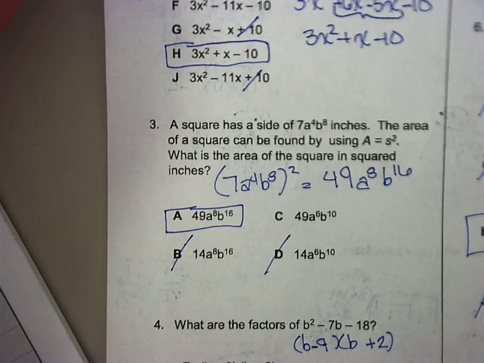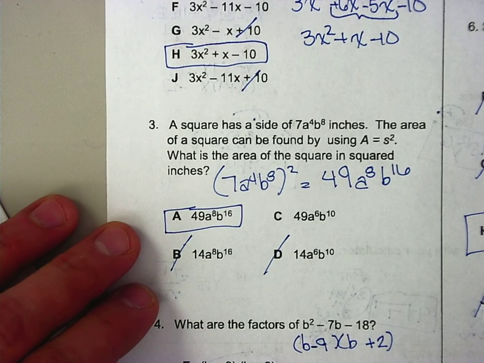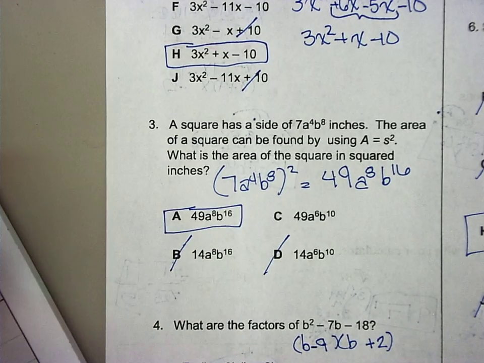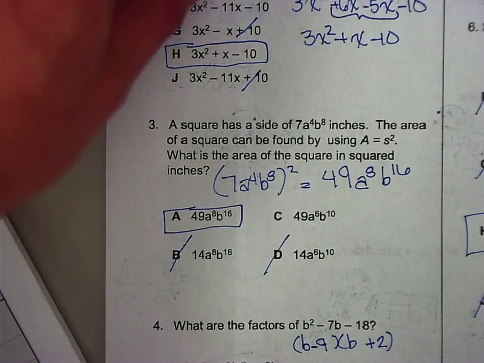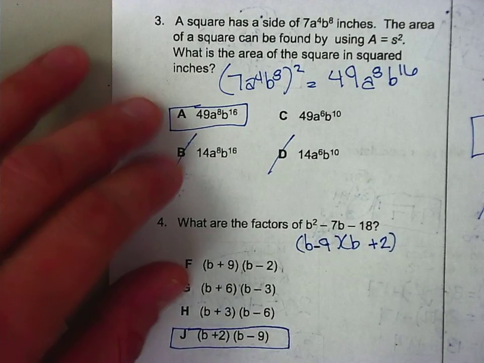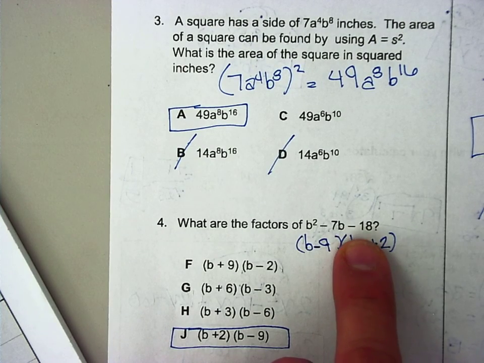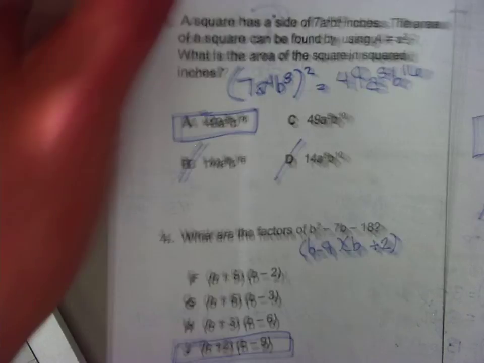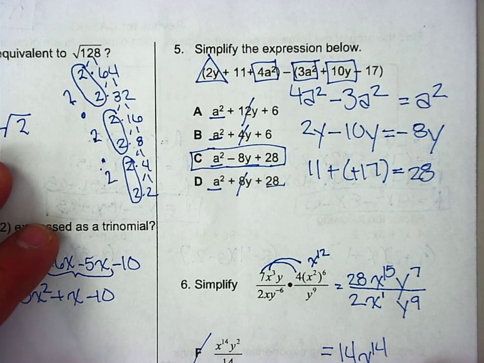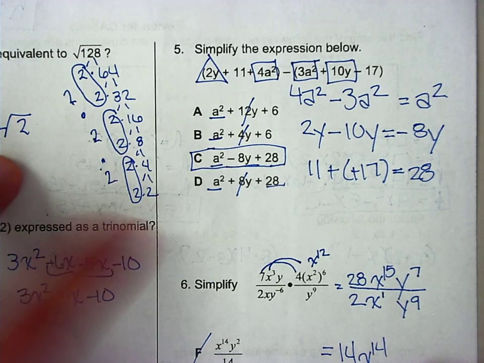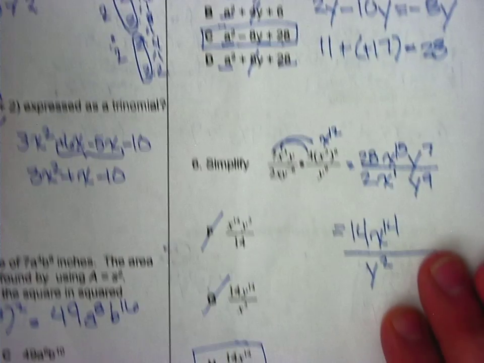Number 3, here they want us to find the area of a square, and they give us the side length, so you just square it. Number 4, we have to factor this equation and find the factors that yield this equation when you multiply it. And for number 5, we have basically a bunch of combining like terms in the right order to get your final answer. And number 6, this one's a little tricky.